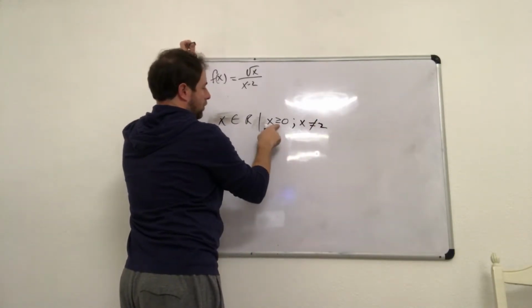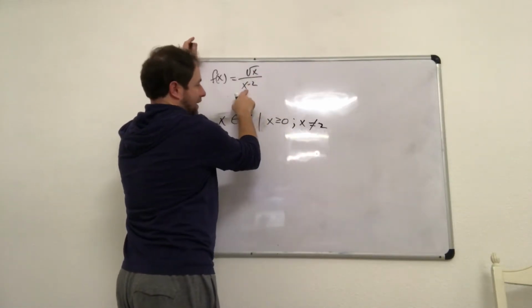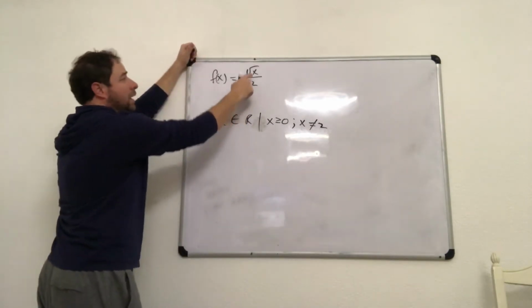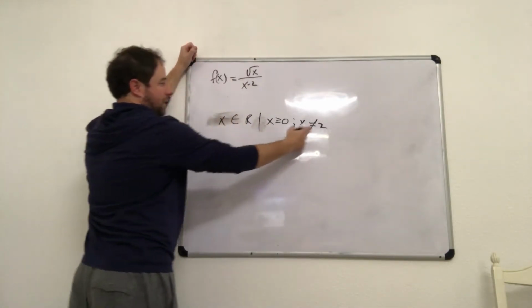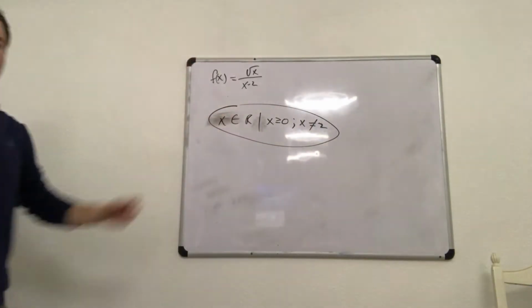Well, it's got to be both. So x is greater than or equal to 0, and x can't be 2, because if x was 2, it would give you 0 in the denominator. So you can't have 0 in the denominator, and you can't have a negative radical. So these are the two stipulations to the domain and range of this problem.